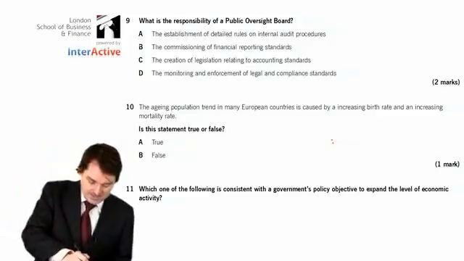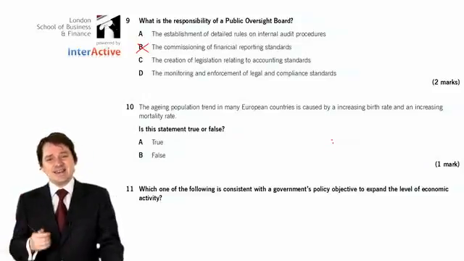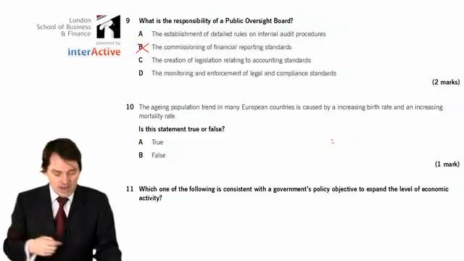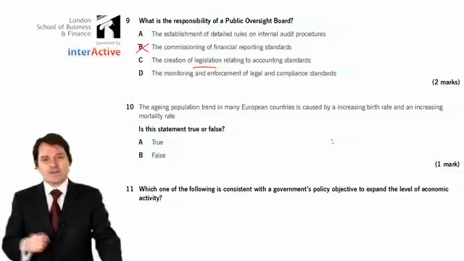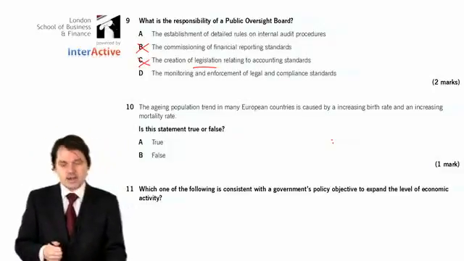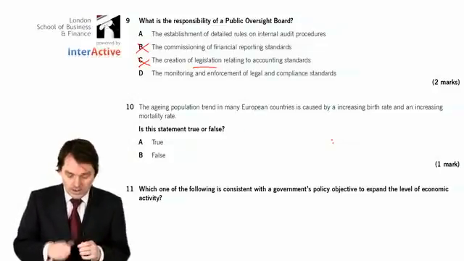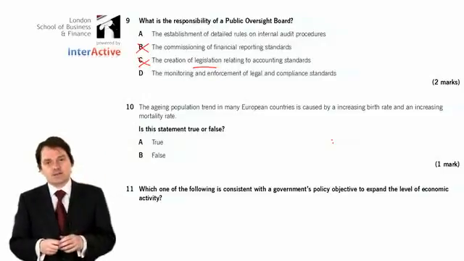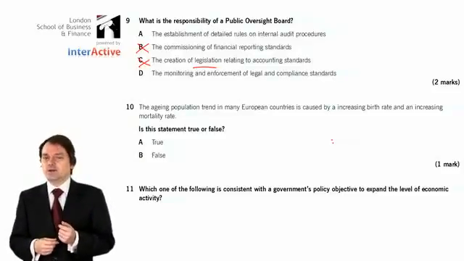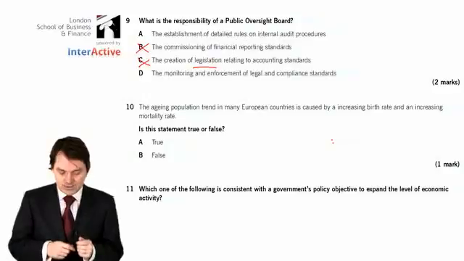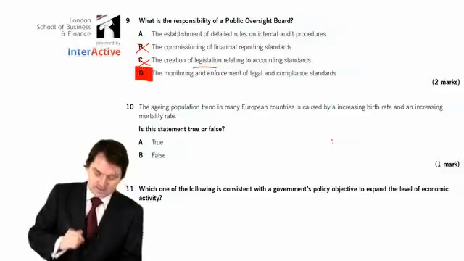Well, it's not B. I know that because that's all to do with financial reporting standards. That's the IASB. We mentioned that on the course. And I'm pretty certain that it's not C because it's talking about legislation. That would be government. So it's not those ones. It's either A or D. So it's either the establishment of detailed rules on internal audit or monitoring legal and compliance standards. Public oversight. Oversight doesn't sound like internal audit. Oversight to me sounds like monitoring legal and compliance. So I would guess it's going to be D.